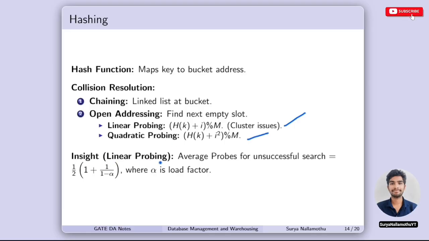Now the insights. The average number of probes for an unsuccessful search is equal to 1/2 times (1 plus 1/(1 minus alpha)), where alpha is the load factor. You need to remember this point. If you need to search for an element unsuccessfully, the average probes formula is 1/2 into (1 plus 1/(1 minus alpha)). A direct question may be asked on this, where alpha is considered the load factor.